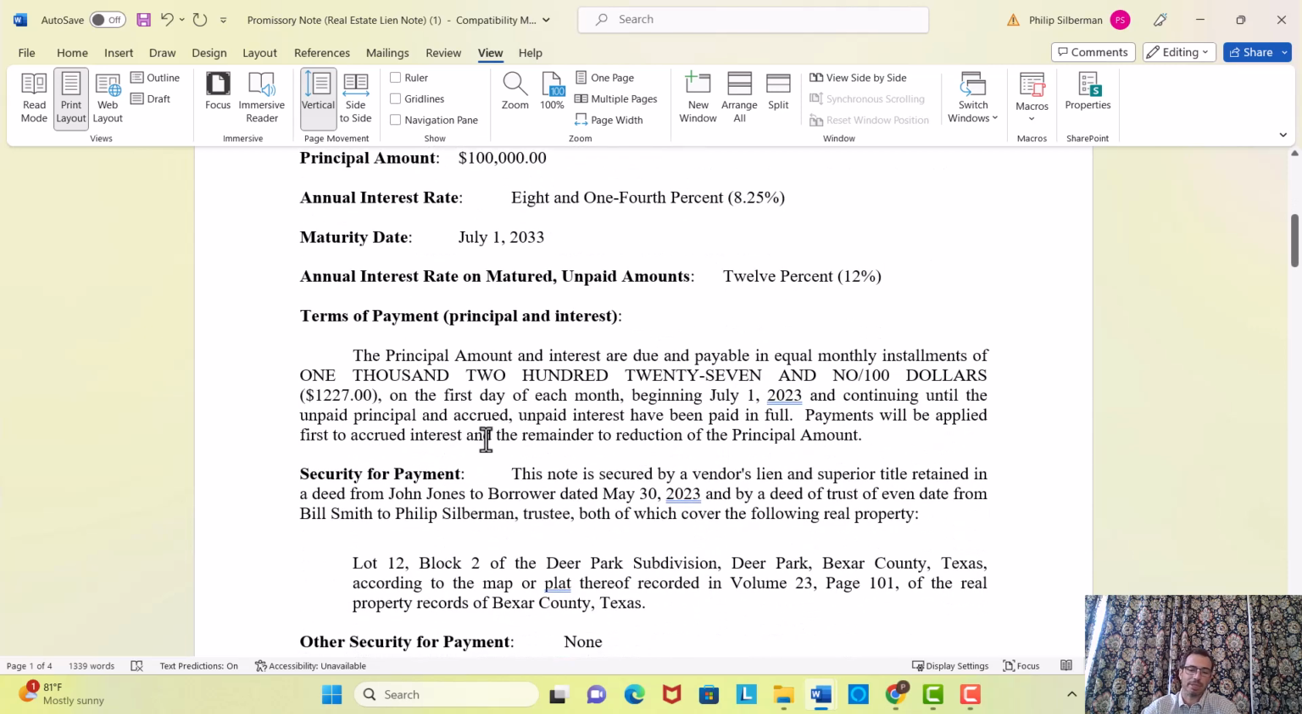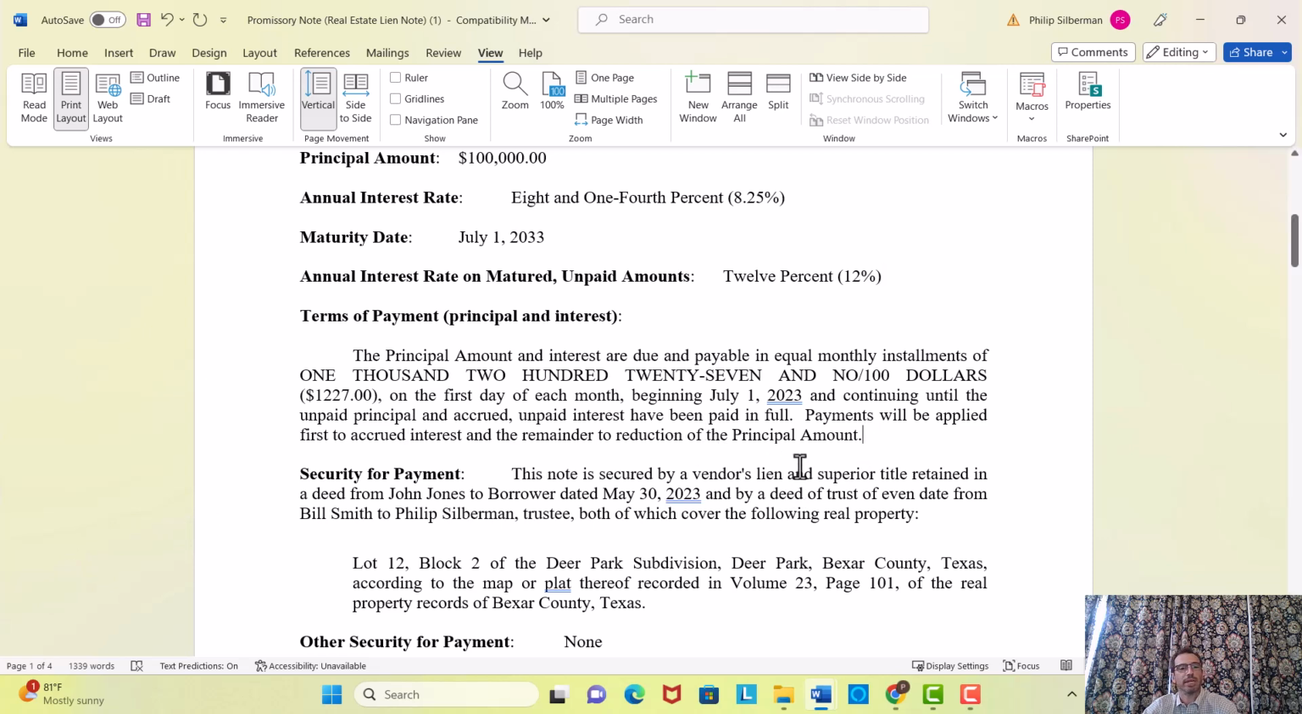Terms of the payment, principal and interest. This is a fully amortized loan paid out over a period of 12 years every month. So the principal and interest due is, in this case, $1,227. And some attorneys get confused on how to calculate this. I actually think it's better that the lender or the seller in an owner finance transaction go calculate this themselves and provide it to the attorney.